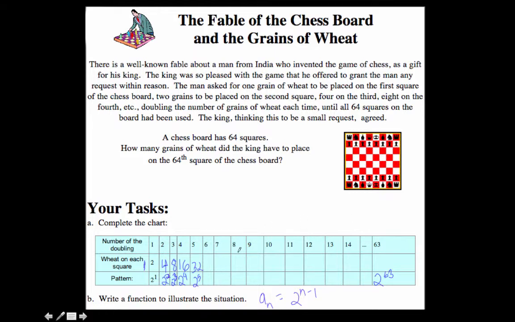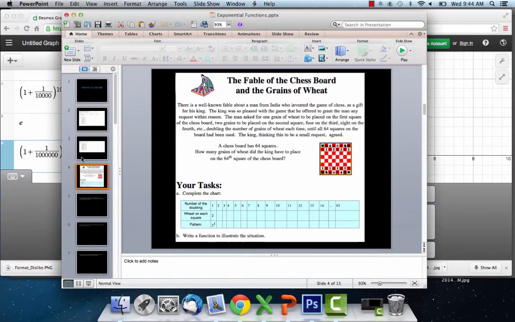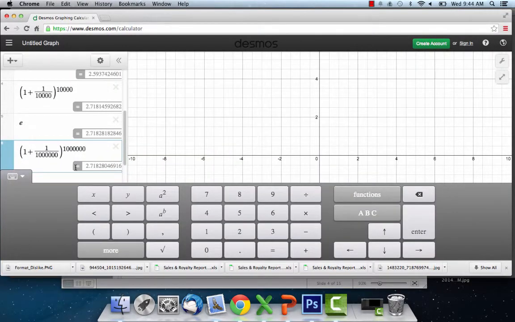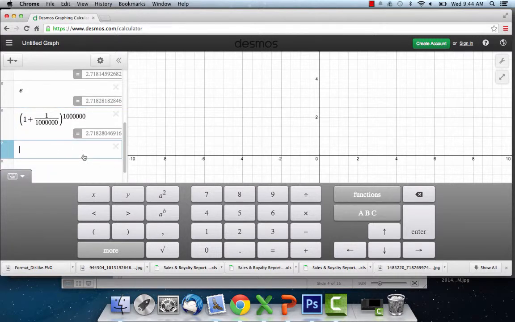So what I've written here will disappear when I do this, but I'm going to put in 2 to the 63. And remember, that's just going to be for a single square. That's not all of them put together. The one before had 2 to the 62. So 2 to the 63 gives you 9.2233724 times 10 to the 18. So there are actually millions of millions of millions.